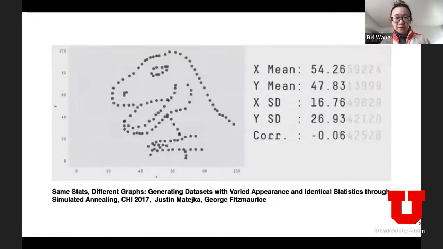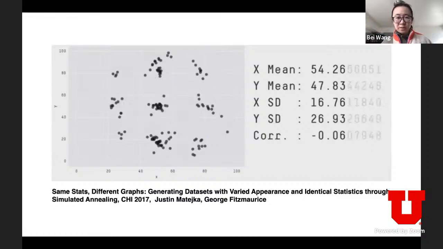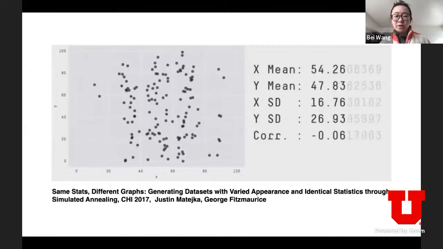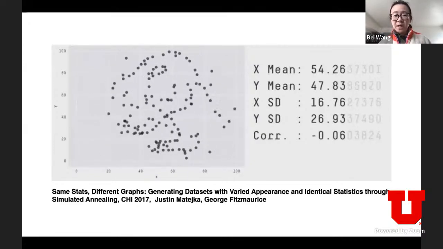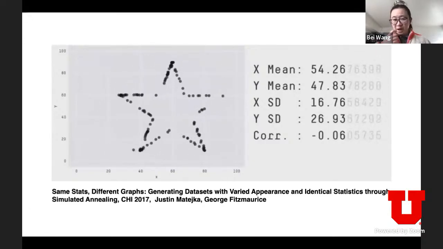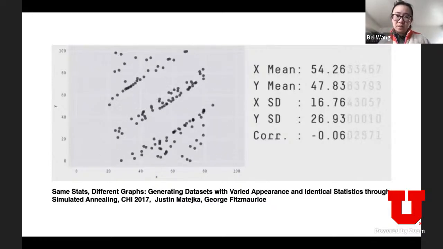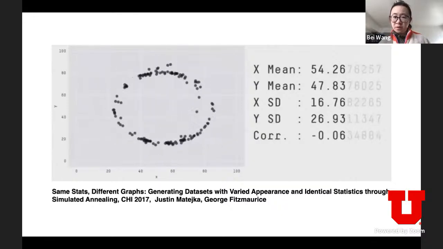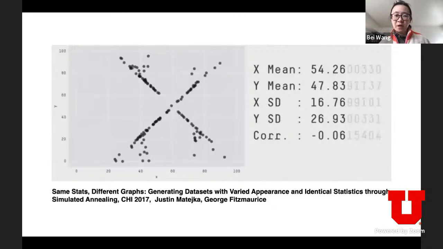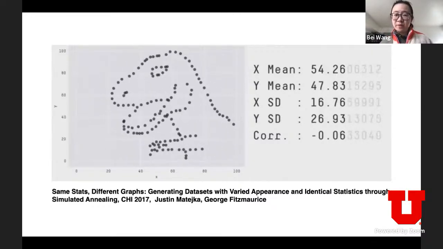In fact, people pushed this even further. In a paper at the CHI conference, a human-computer interaction conference, people are able to generate arbitrary data sets with the same statistics. In this case, you see a picture of a dinosaur, and on the right, it shows the mean of X, mean of Y, standard deviation, and correlation. I can vary the visualization of the data while maintaining exactly the same statistics. So what is the first message? A picture is worth 1,000 words to show the differences over the data. You can have data with the same statistics, but very different visualizations.